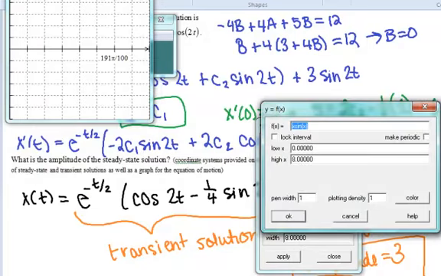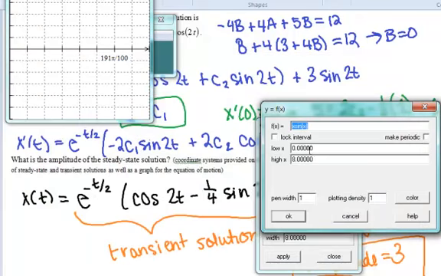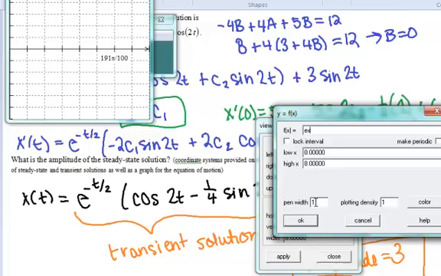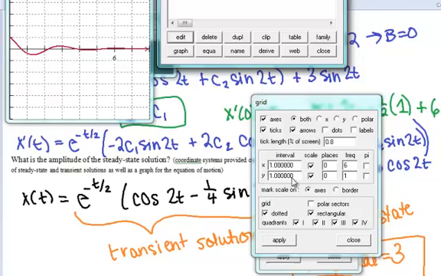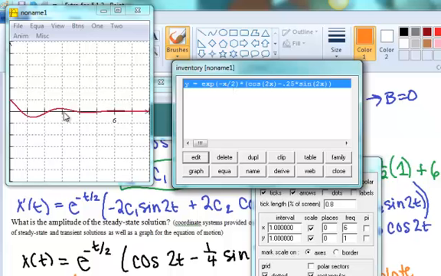Okay, so I'm going to do which one they asked for first. Transient and steady state solutions on the same coordinate axes. Okay, so first I'll do transient. So I'm going to pause this and come back. Okay, so just like in your graphing calculator, I'm sorry, it has to be x's, not t's. But then, here's the transient solution, and you can see that it starts out having those oscillations, but then they gradually kind of fizzle out.